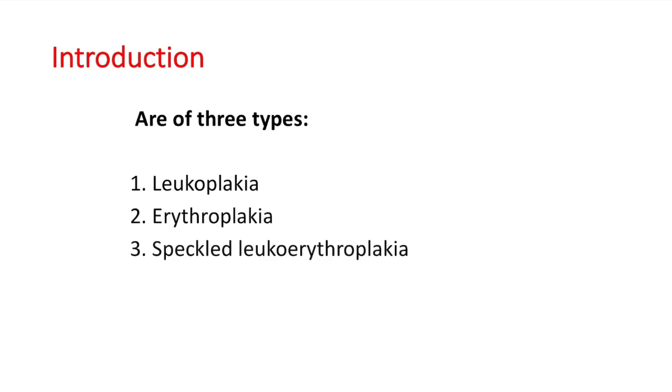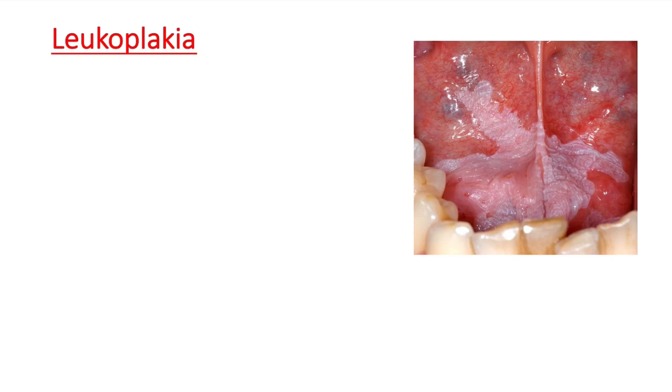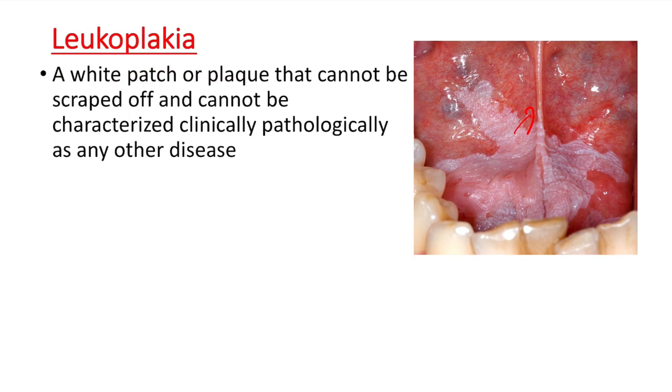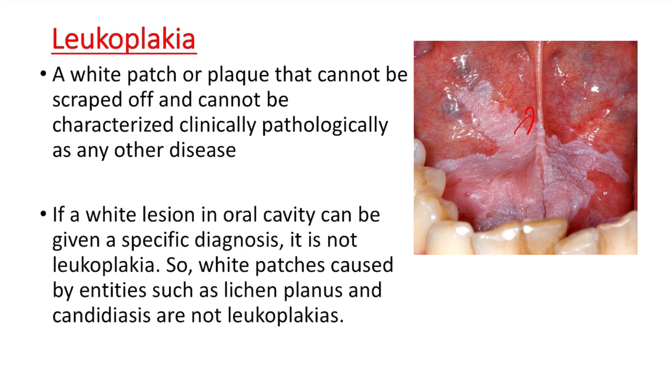Introduction of premalignant lesions. There are three types: leukoplakia, erythroplakia, speckled leukoerythroplakia. Now leukoplakia. Look at the picture, you can see white patches arising on the ventral surface of the tongue. A white patch or plaque that cannot be scraped off and cannot be characterized clinically or pathologically as any other disease. If a white lesion in the oral cavity can be given a specific diagnosis, it is not leukoplakia. So white patches caused by entities such as lichen planus and candidiasis are not leukoplakia, they are infections.